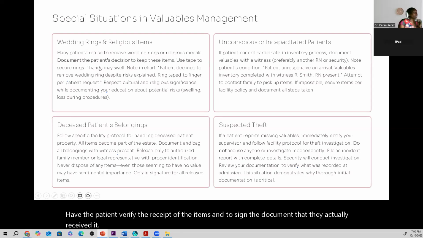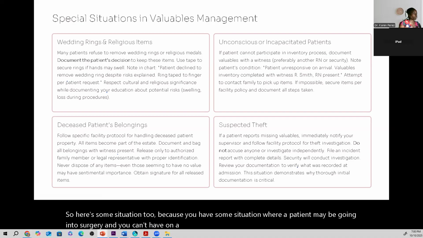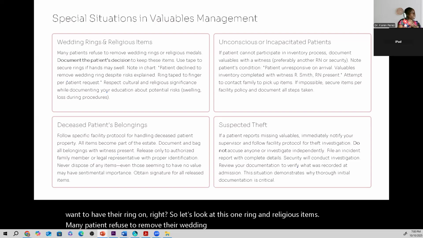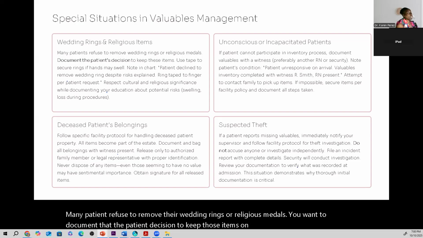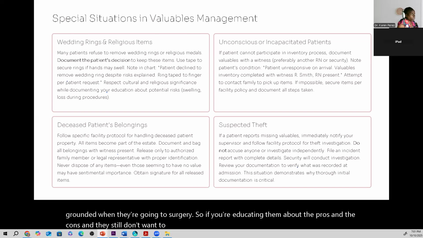So here's another situation, because you may have a patient going into surgery where you know you can't have on a necklace or any ring, but the patient wants to keep their ring on. So let's look at this: wedding rings and religious items. Many patients refuse to remove their wedding rings or religious medals. You want to document the patient's decision to keep those items on, because the patient has to be grounded when going into surgery. So if you're educating them about the pros and cons and they still don't want to remove it, you have to document that they want to keep it on.